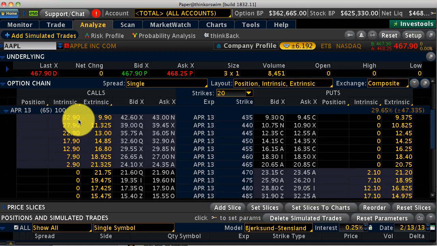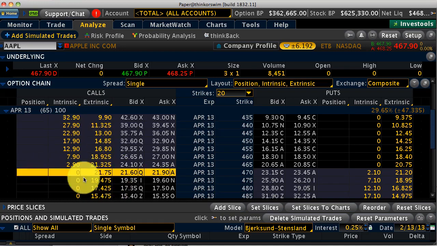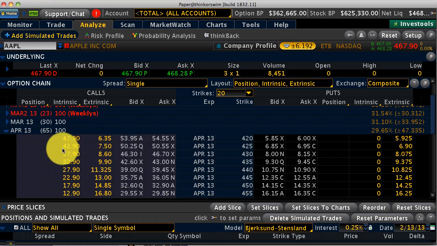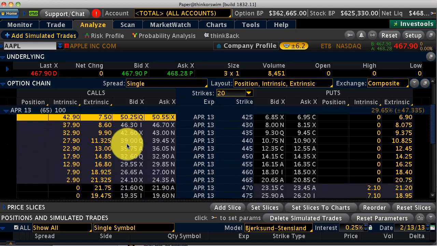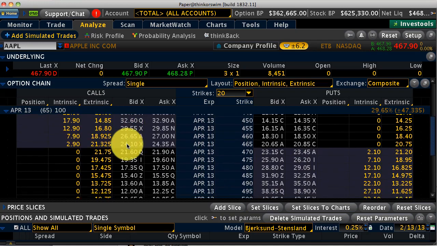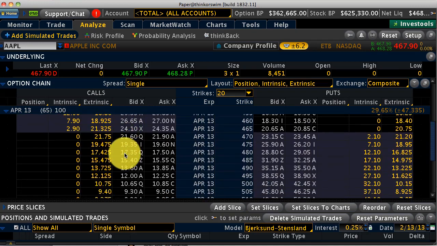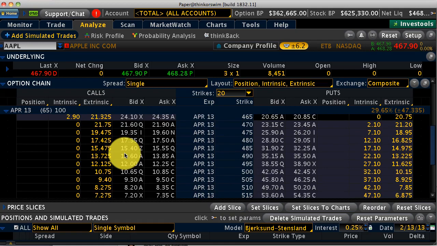Now look at the 470 call. The 470 call has an extrinsic value of $21.75 and no intrinsic value. So the time decay on this option is going to be much more than the time decay on this option. So that's one consideration you have to give. And then, of course, as you go out of the money, the time decay on your out of the money options is actually going to be faster. So if you look at the 510 call, the extrinsic value on this call is 8.27.